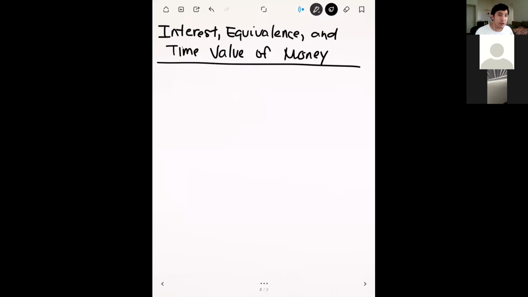EGME 401, you can kind of think of it as a lot of the soft skills that go into your engineering job that are not traditionally taught in your science-y classes. Okay.